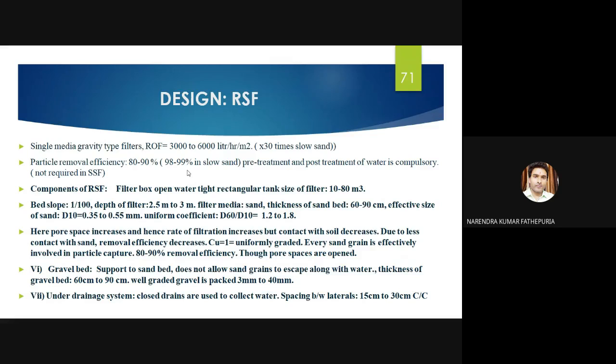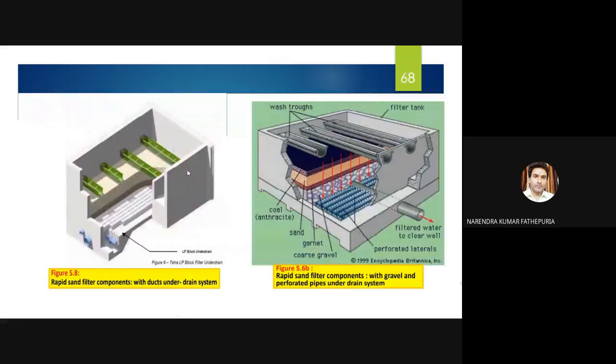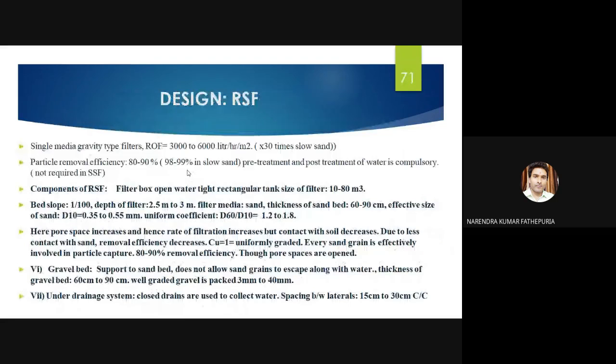There's a gravel bed also. The gravel bed will support the sand bed and does not allow the sand grains to escape along with the water. Thickness of the gravel bed, as standard, you have to provide 60 to 90 centimeter. Well graded gravel is packed, 3 mm to 4 mm. Then there's the under drainage system at the bottom, which you have to provide. Closed drains are used to collect water, with spacing between laterals 15 to 30 centimeter. These are the standard design parameters while designing an RSF.